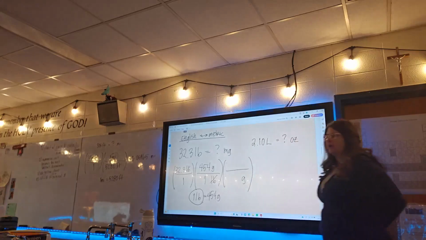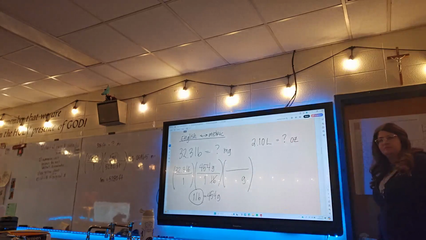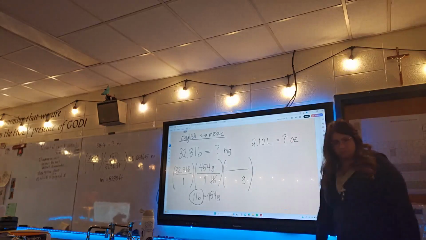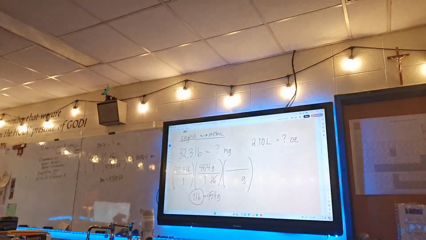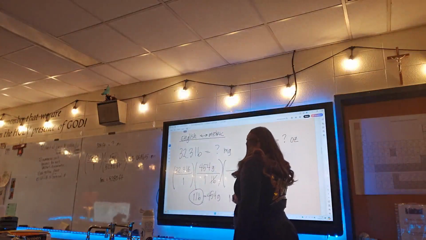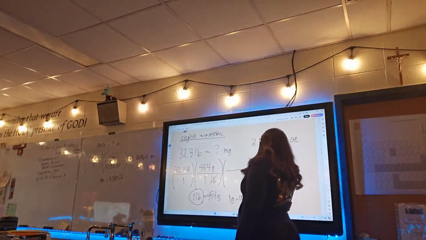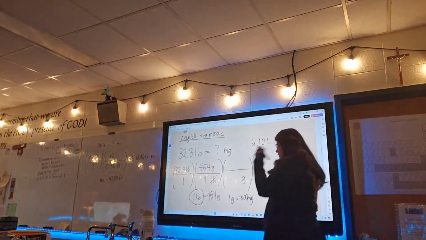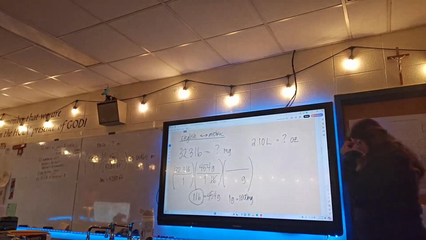Now, can I go from grams to milligrams in one step? You can. There are, in 1 gram, 1,000 milligrams. So this time, where does the 1 go? Top or bottom?